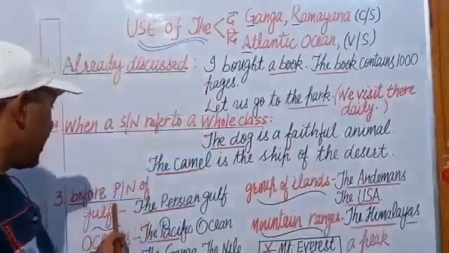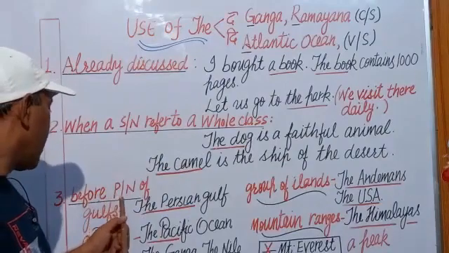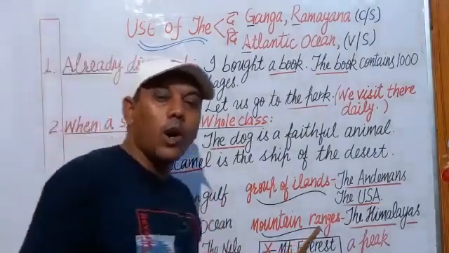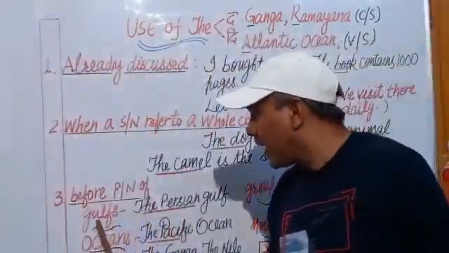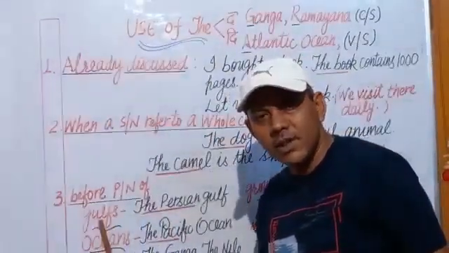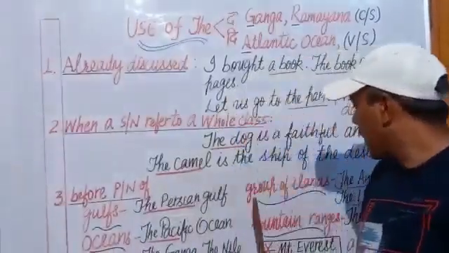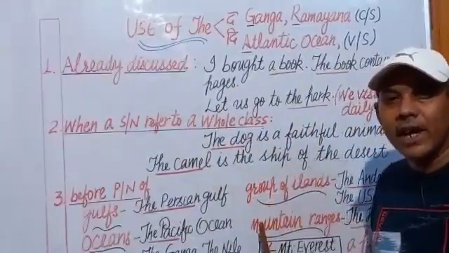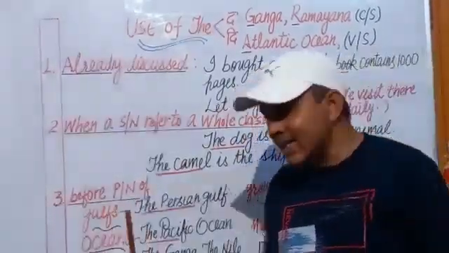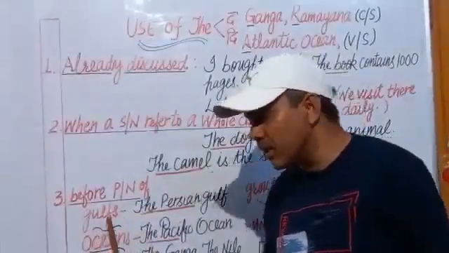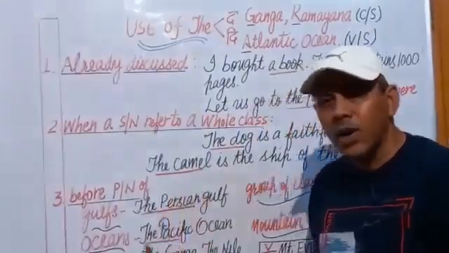And the third type is we use the before proper nouns of some types. For example, before names of gulfs, oceans, rivers, group of islands or range of mountains. Let's take an example of each. Gulfs, the Persian Gulf. This is a proper noun.